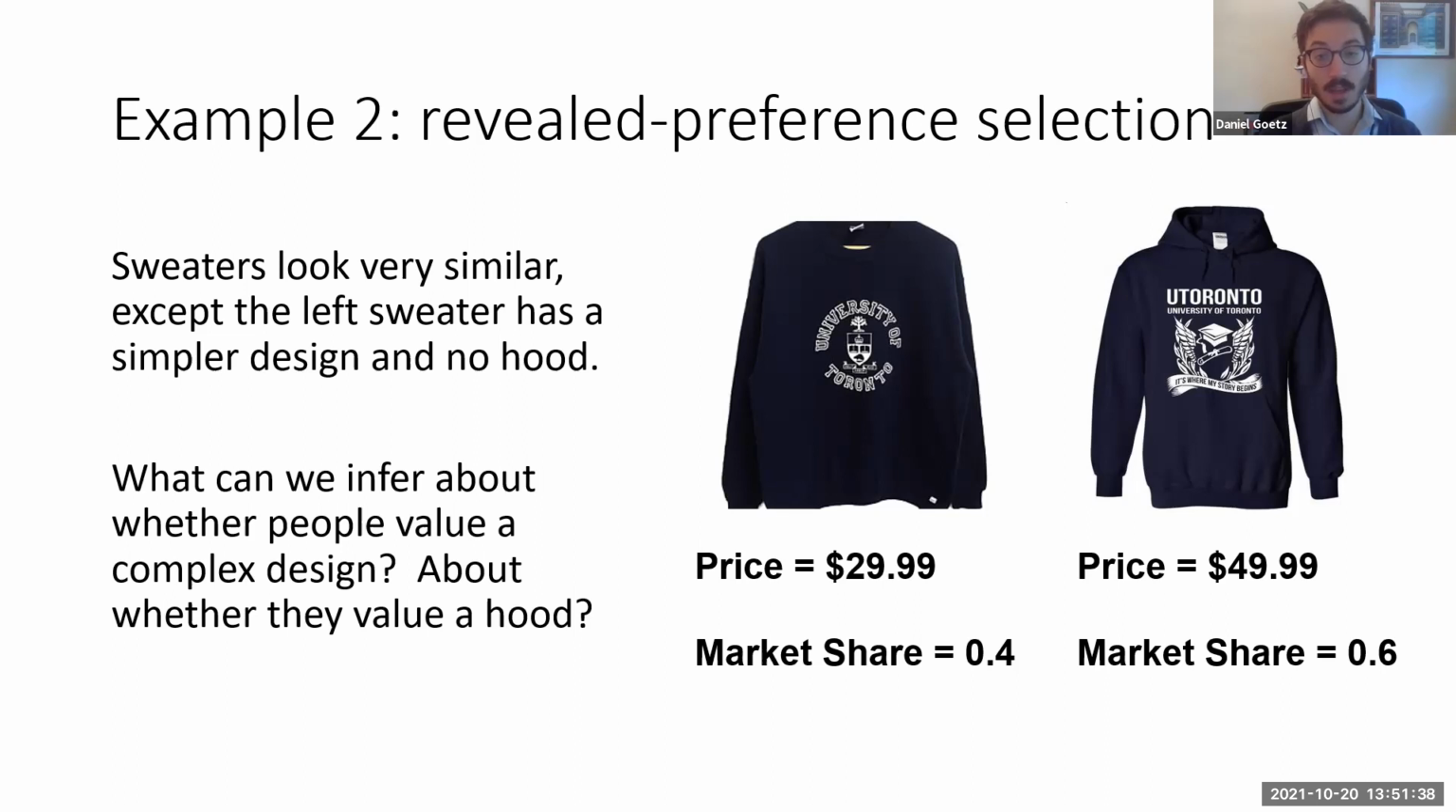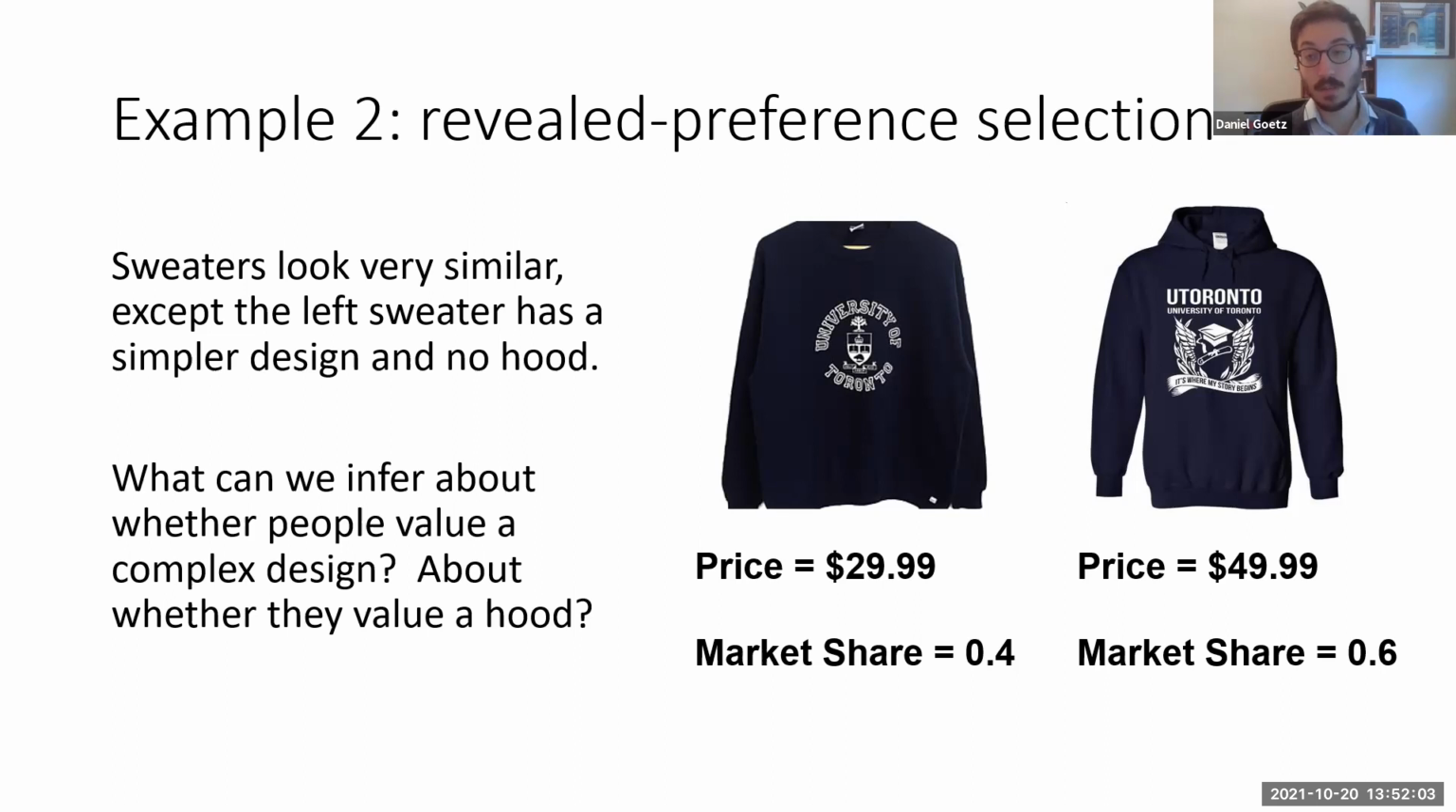So it could be the case that if it was just a matter of design, actually the one on the right would sell less, but because it has the hood, it sells more. So that's one option. People really like a hood and they don't like this design. But you can make the exact same argument in reverse, right? Maybe what people really like is design and they don't like the hood. Could also be that people like both the hood and the design.